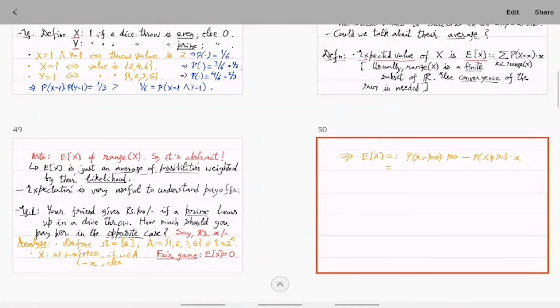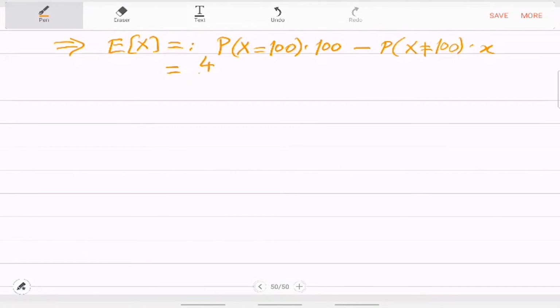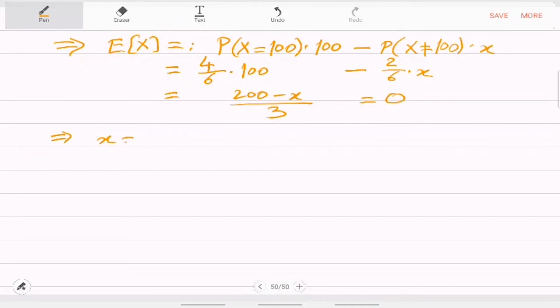What is the probability that X is 100? That's a winning situation for you. That happens with probability 4 by 6. The other case is 2 by 6, the composite case, when you have to shell out rupees x. So that's 200 minus x by 3. And if you set it to 0, then to have a fair game, so that both of them agree to play, you will be willing to pay 200 for composites, and your opponent is willing to pay 100 for primes, because in this dice throw primes are more, they are doubly more. Okay, so that's the intuition.